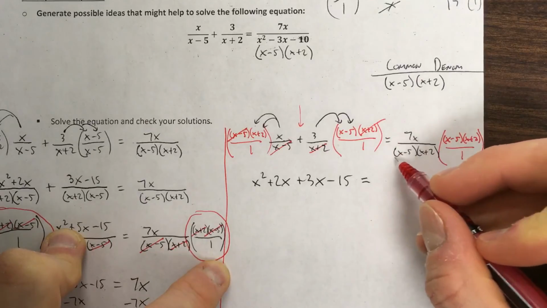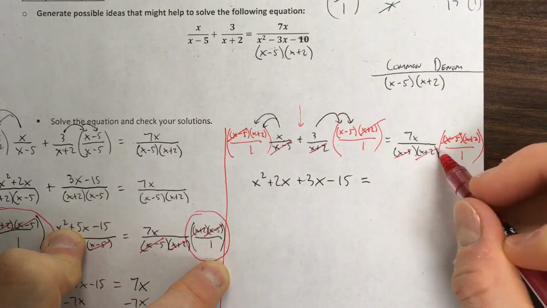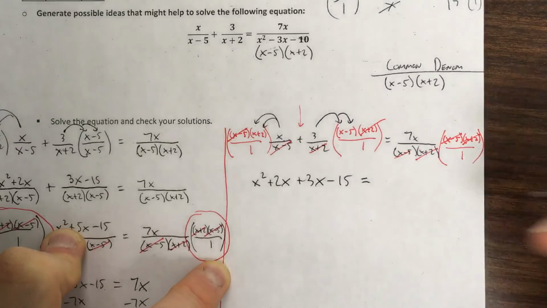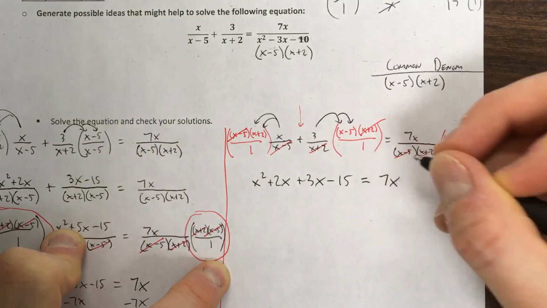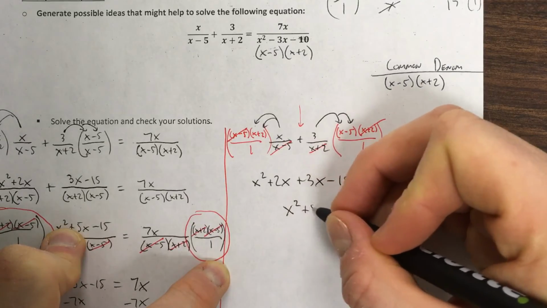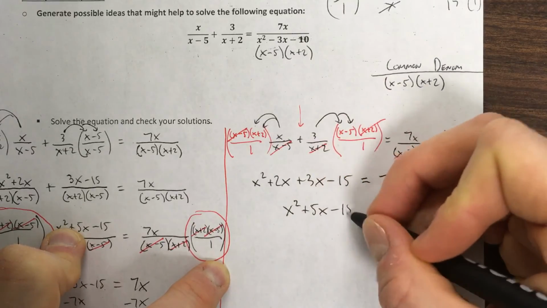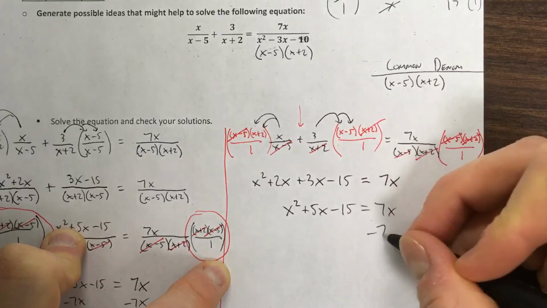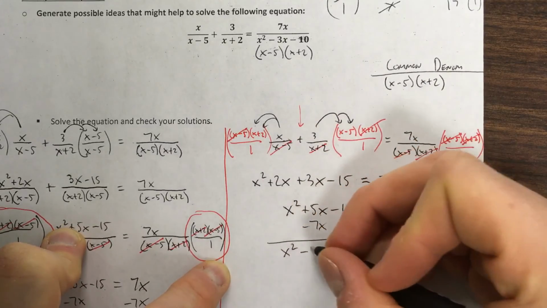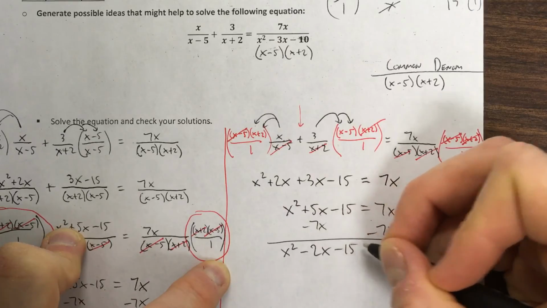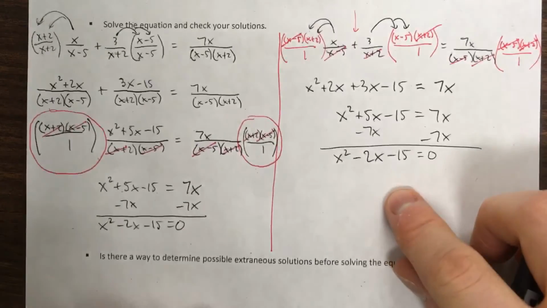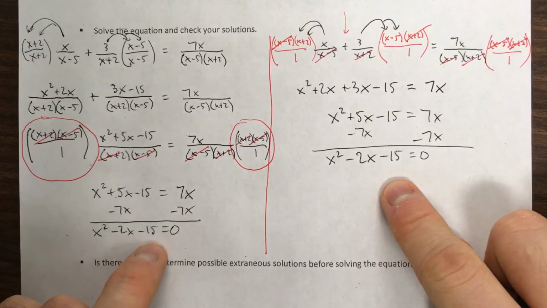on the right-hand side, the x minus 5's go away and the x plus 2's go away, so all that we're left with on the right-hand side is 7x. We can combine our like terms here. x squared plus 5x minus 15 equals 7x. Subtract 7x. And we actually end up in the same spot that we ended up with on the other side.